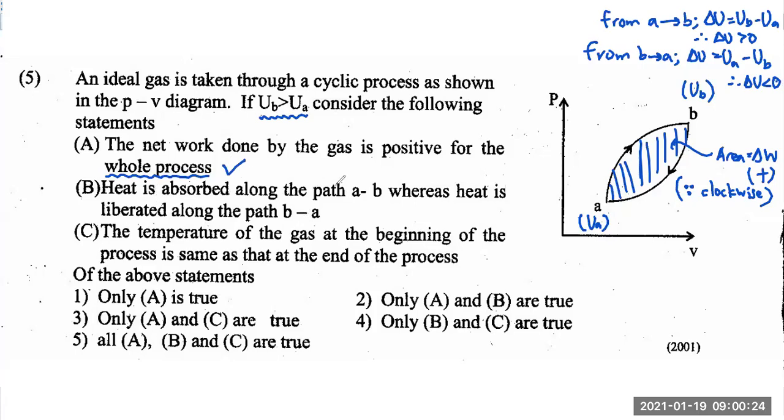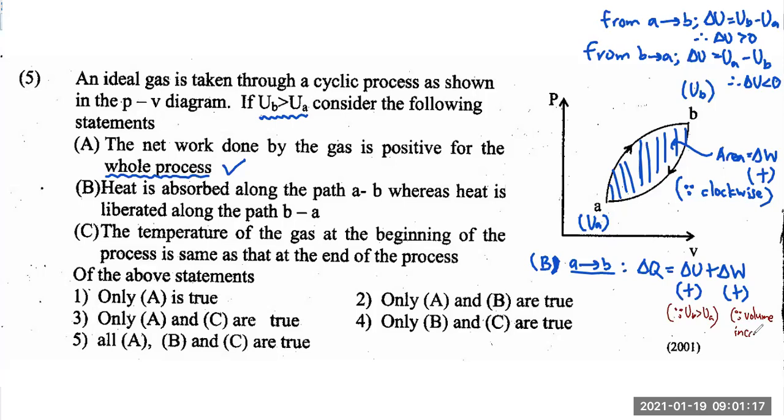Let's move on to the next one. Heat is absorbed along path AB, whereas heat is liberated along path BA. This is statement B. When you go from A to B, let's apply delta Q equals delta U plus delta W. Delta U is positive because internal energy increases, since UB is bigger than UA. Delta W is plus because volume increases. If both delta U and delta W are plus, delta Q also has to be plus.